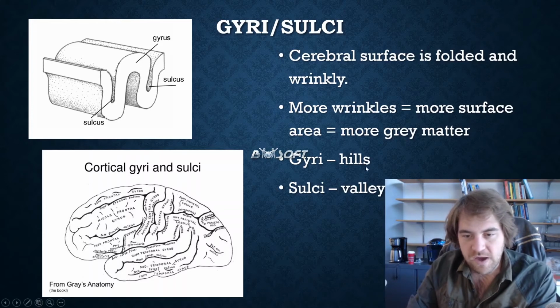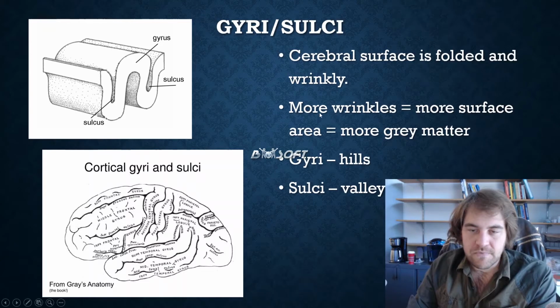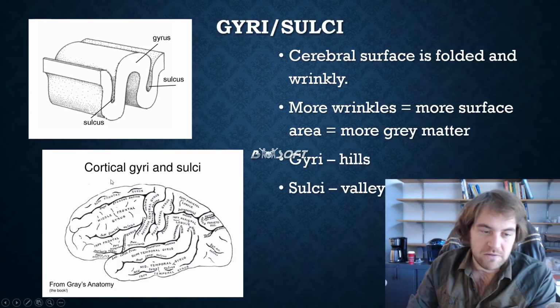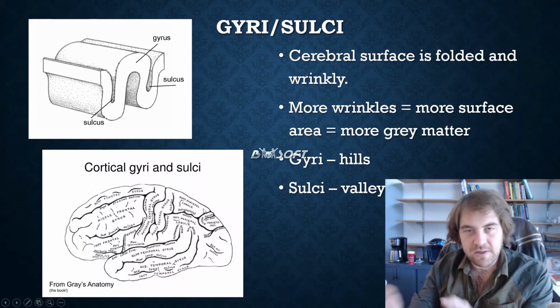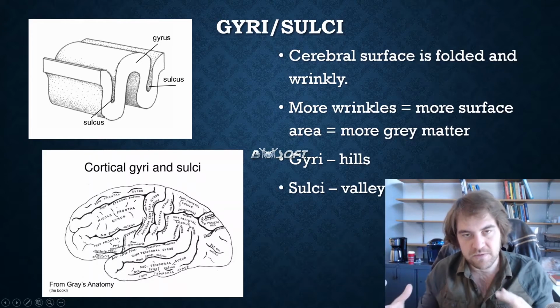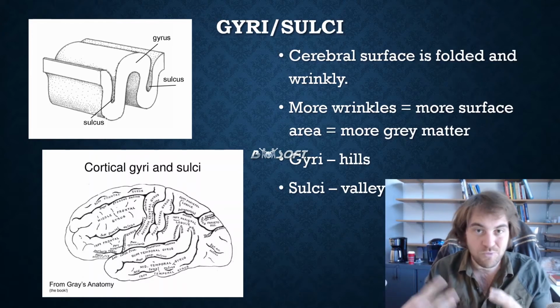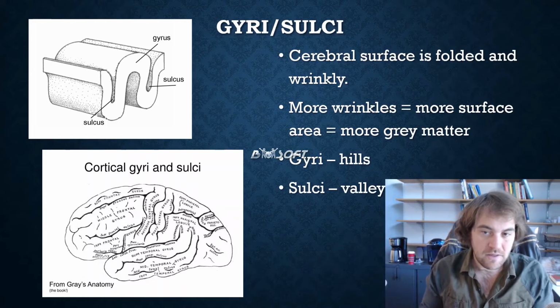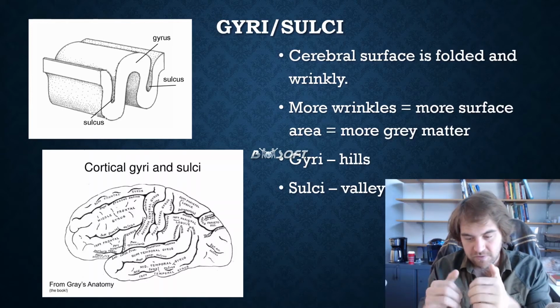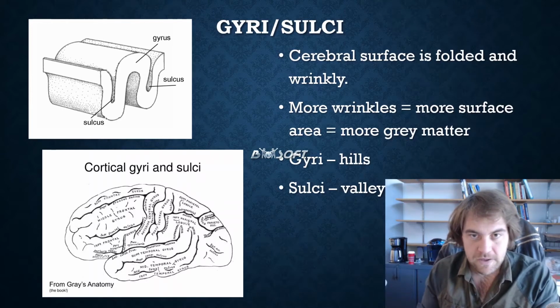You can think of gyri as hills and sulci as valleys. And then also, you probably know this, but the more wrinkles there are in the brain, it gives it more surface area, which allows there to be more gray matter. That's why it has this wrinkly appearance, just so there can be more surface area in there.